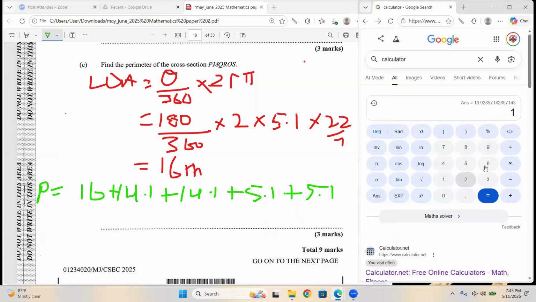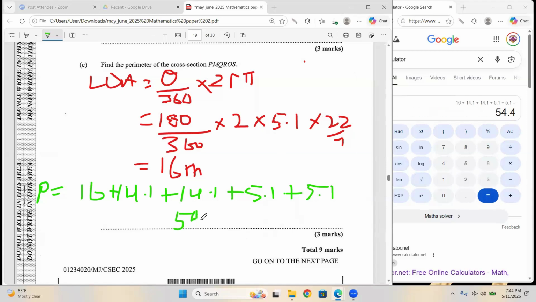Okay, so 16 and 14.1 and 14.1 and 5.1 and 5.1 again. Okay, what do we get? 54.4, yeah. 54.4 meters, because all the sides were in meters. Perimeter, you need no square or anything else. So that's the answer there.